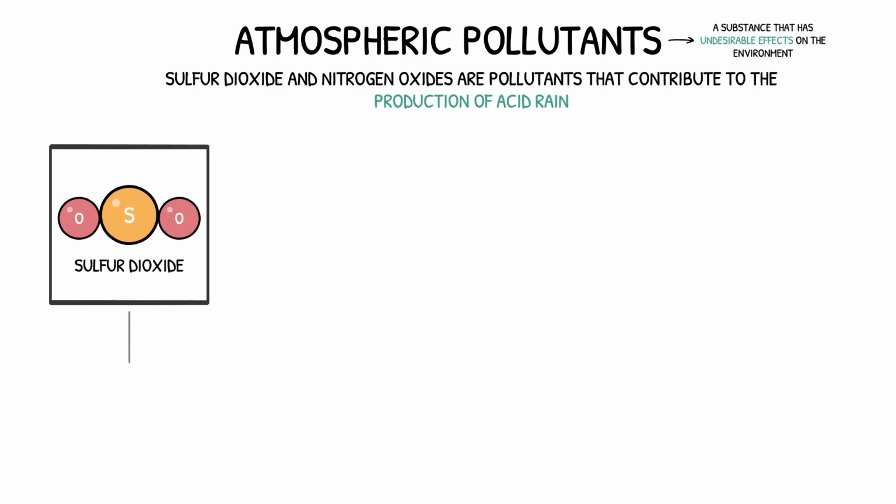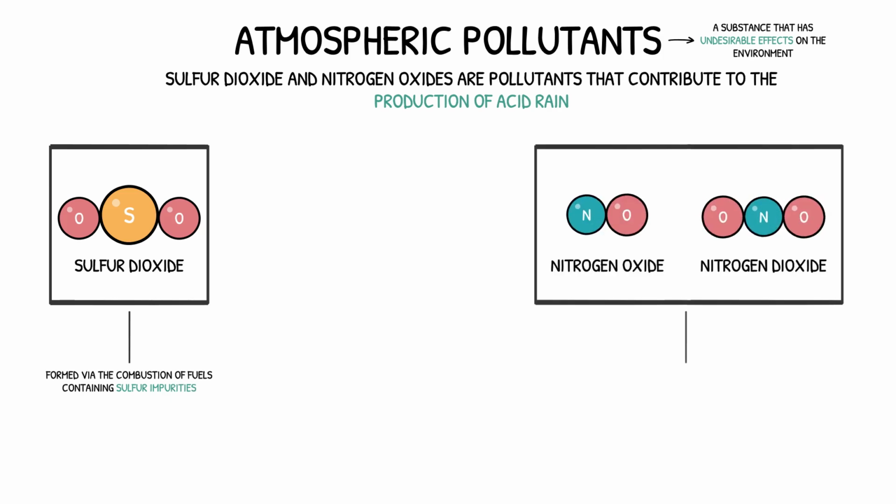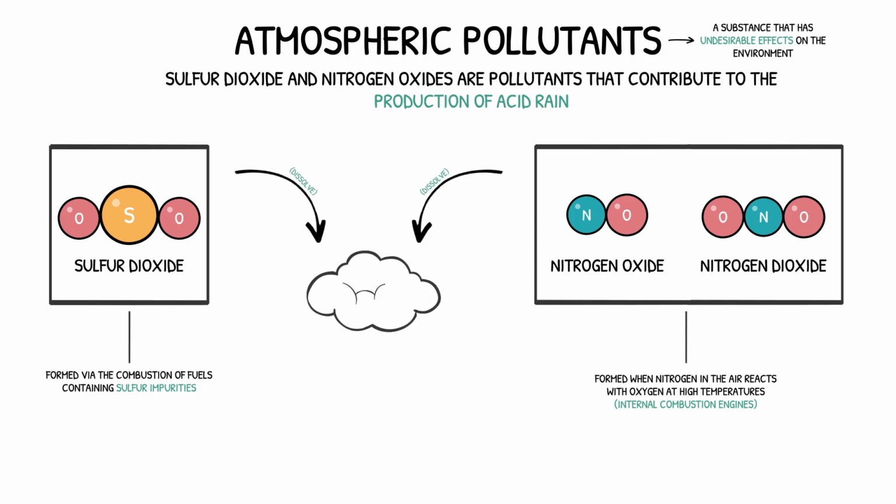Sulfur dioxide is produced when fuels containing sulfur impurities are burned. Nitrogen oxides are formed in internal combustion engines, where nitrogen in the air reacts with oxygen at very high temperatures. These pollutants then dissolve in the water in clouds, forming dilute sulfuric acid and dilute nitric acid.